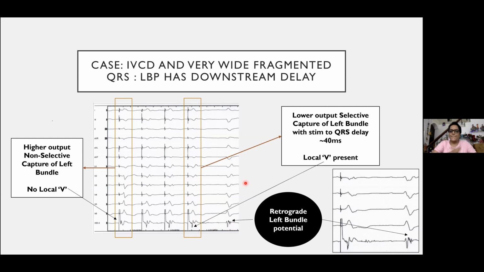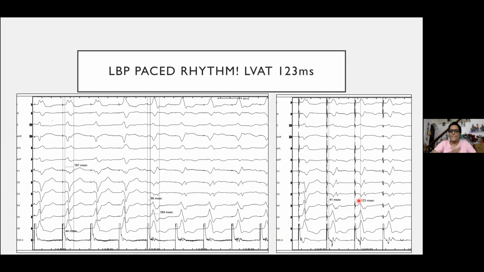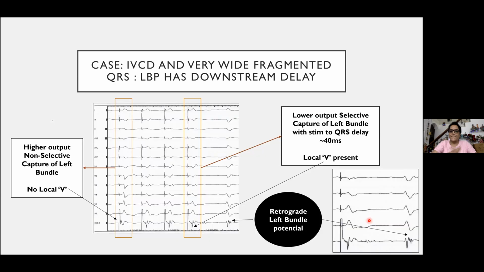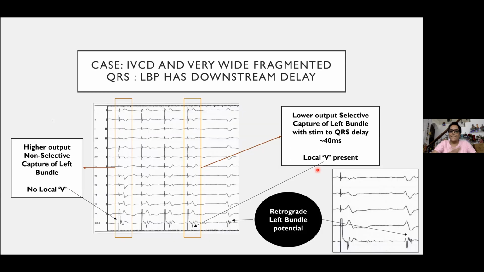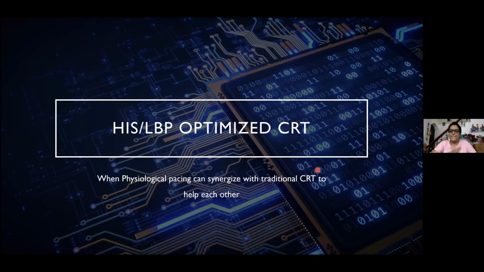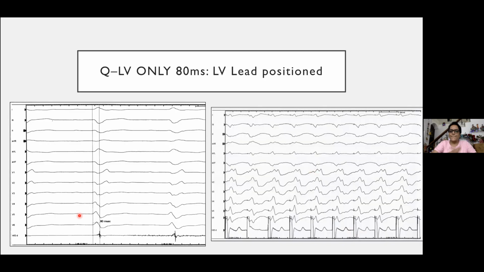Now what to do? You cannot accept it because the QRS is around 190 millisecond or 180 millisecond wide, and LVAT is 123. So what do you do? Obviously, you have to optimize it. How do you optimize it? Because when we pace, we are not getting a good R wave, and we are not sure that a distal left bundle disease is not there, we decide to do a His optimized CRT. So we first put a catheter in the vein of LV and see what EGM we are getting.